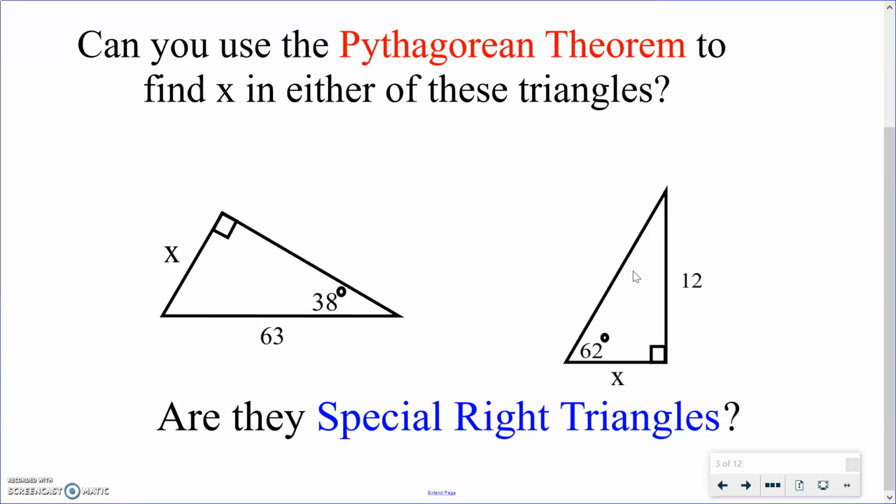So today we're going to talk about if you're given an angle and two sides of a right triangle, how you can use those ratios sine, cosine, and tangent to help solve for the missing side of a right triangle. And that's when the Pythagorean theorem won't work because you don't have enough information.